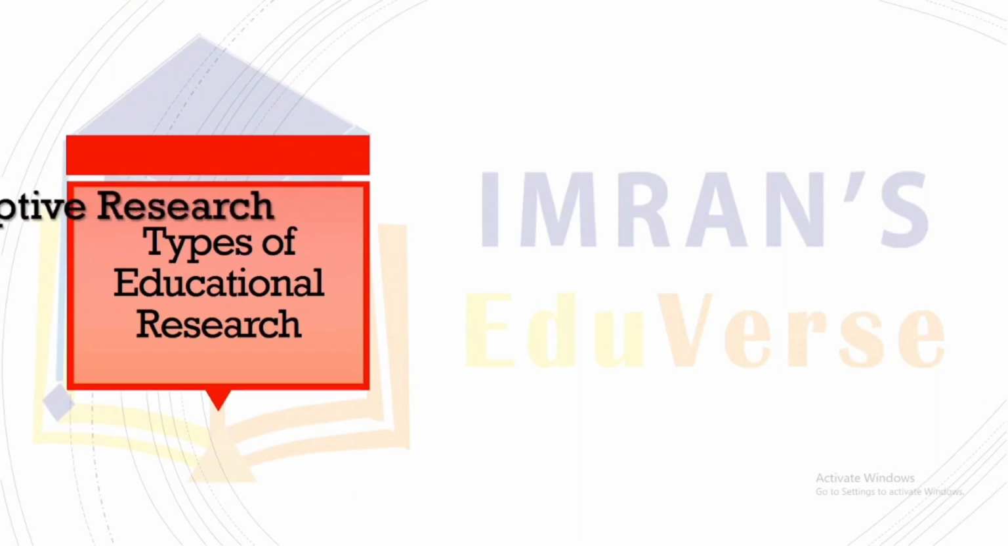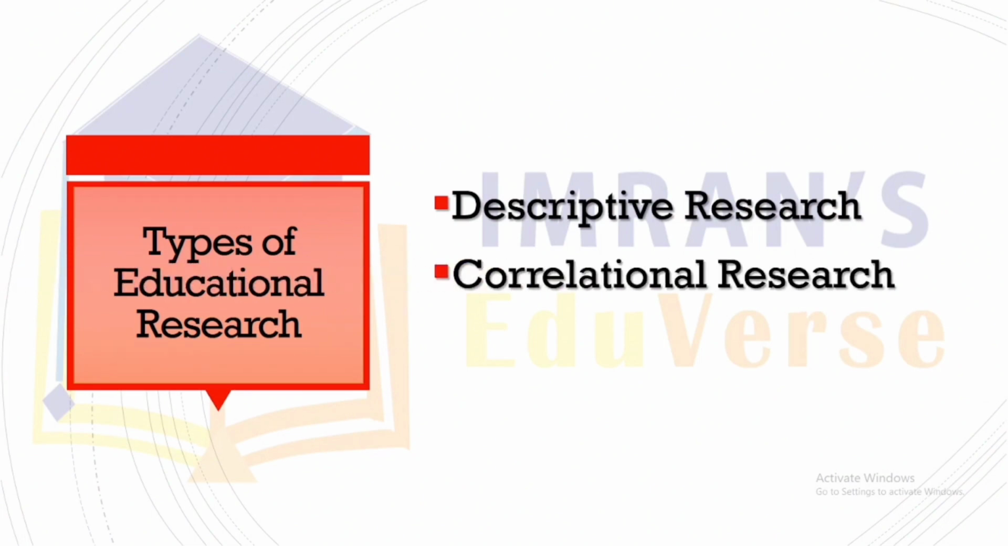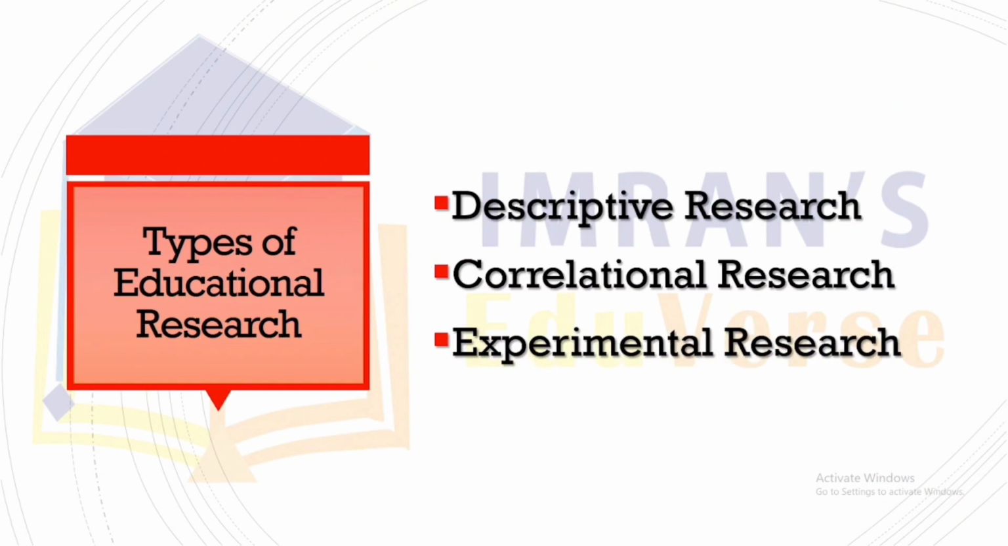There are three types of educational research: descriptive educational research, correlational research, and experimental research. Let's kick things off by understanding the different types of educational research. We have got descriptive research, correlational research, and the game-changer experimental research. Each plays a unique role in unveiling the mysteries of effective learning.